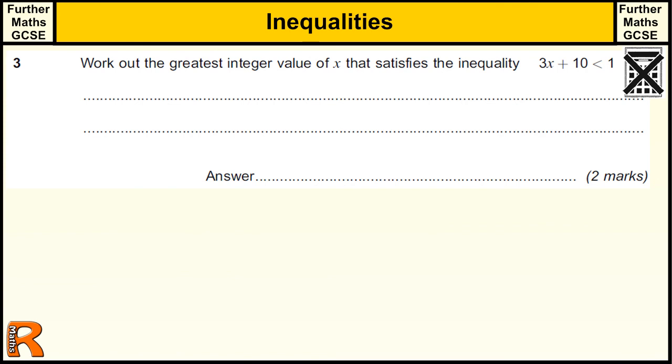Inequalities, Further Maths GCSE. Now, there's nothing special about this question, it's just a standard inequality question. Work out the greatest integer value that satisfies that inequality.